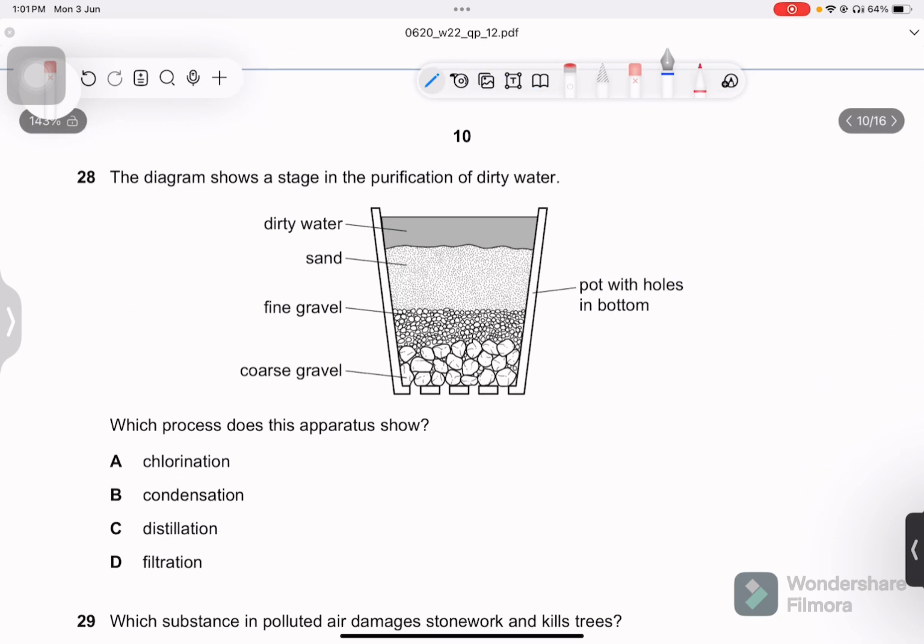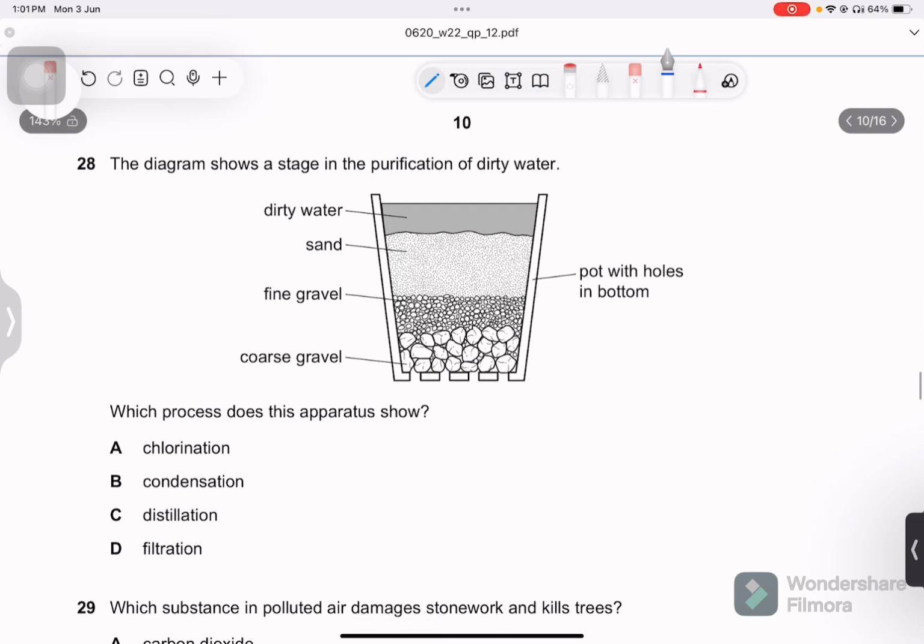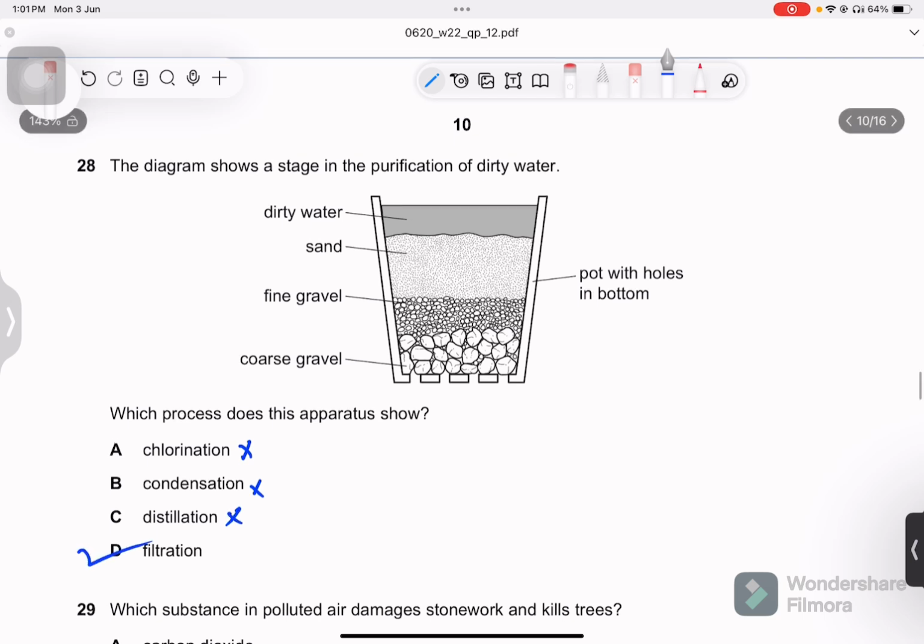Next, the diagram shows a stage in the purification of dirty water. Which process does this apparatus show? Chlorination? We do not have any chlorine. Condensation? We do not have any gas. Distillation? We do not have different liquids. And no evaporation, no boiling, nothing like distillation, only filtration. Because the substances which are larger than these holes, like the gravel, will be stuck over here and the water will pass down below.